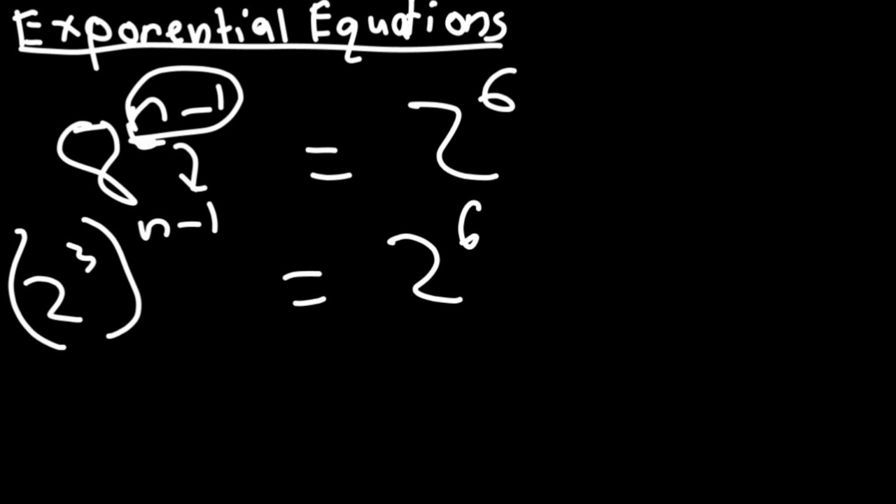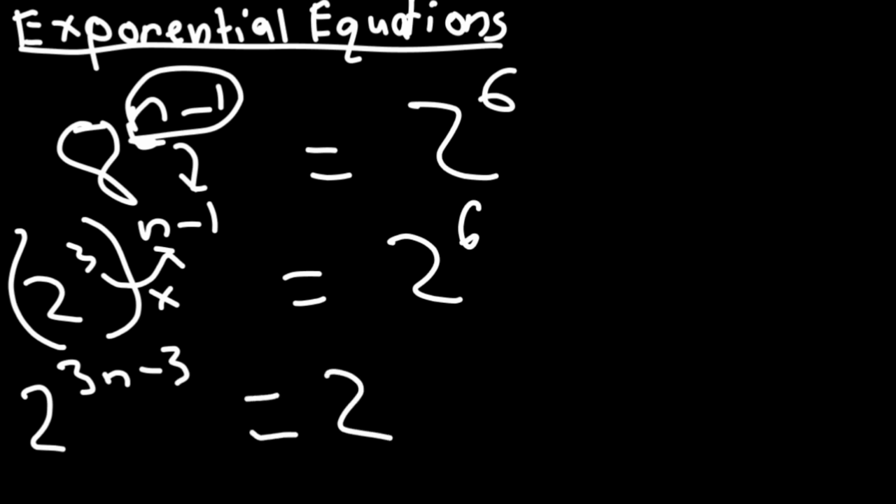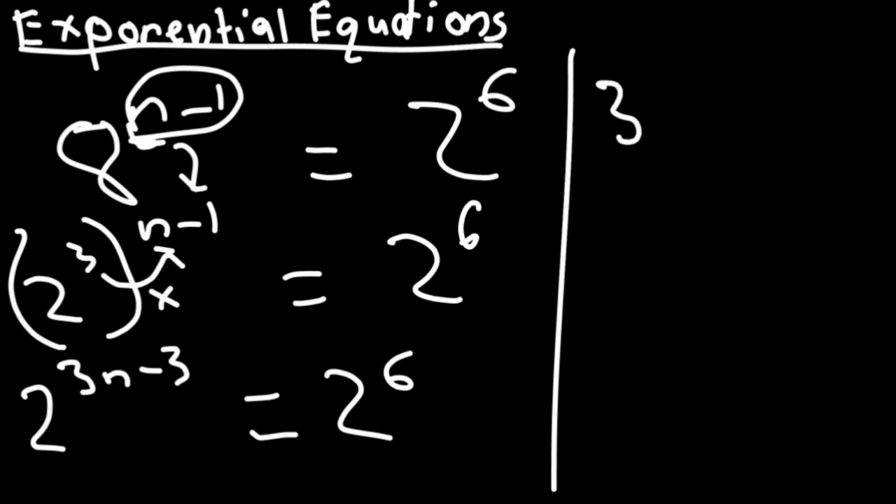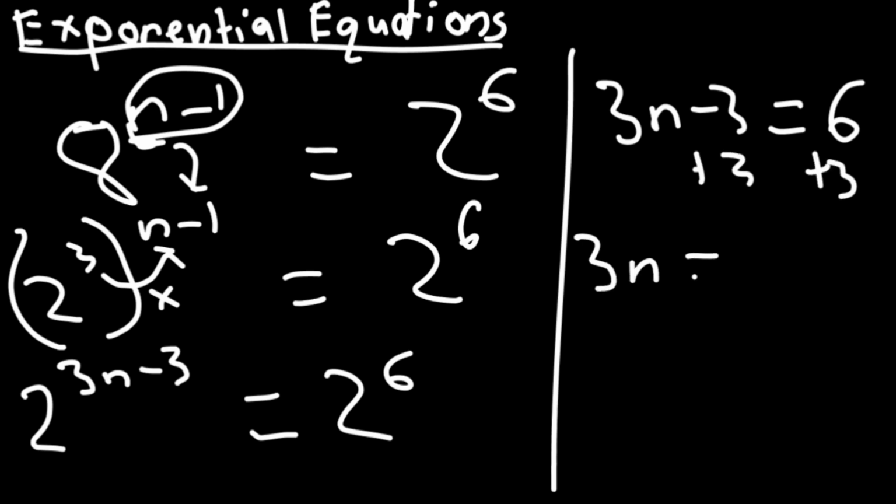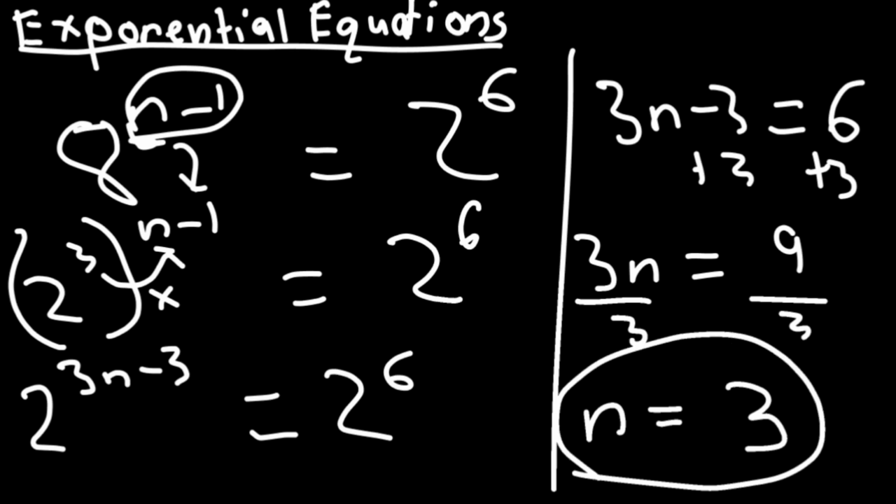So again, now that the indices are raised to the power, we just multiply them together. So it's 2 to the power of 3 times n minus 1. So it's 2 to the power of 3n minus 3. And that is equal to 2 to the power of 6. And then you find n from there. So 3n minus 3 is equal to 6. Add 3 on both sides, you get 3n is equal to 9. Divide by 3 on both sides, n is therefore equal to 3. And that is the final answer.